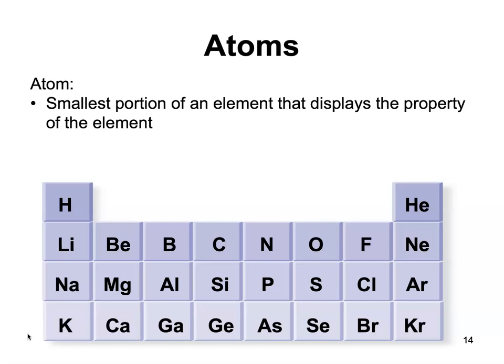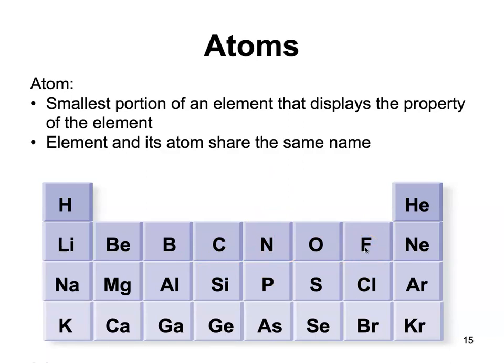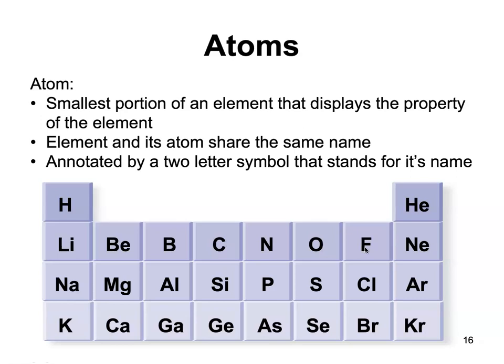An element and its atoms share the same name and are annotated with a 1 or 2 letter symbol that stands for the name. For example, helium is represented by the letters He. Carbon is represented by the letter C. N is used for nitrogen, O for oxygen, and so on and so forth. So the element and the atom share a name, and it's annotated by a 1 or 2 letter symbol that stands for the name.